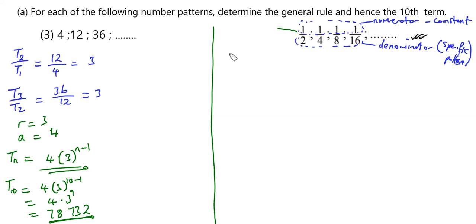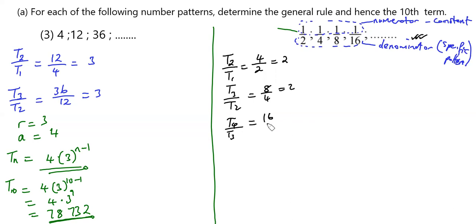Let's look at it and see. When you look at the terms here, T2 divided by T1 is going to be equal to 4 divided by 2, which gives us 2. Then T3 divided by T2 is going to give us 8 divided by 4, which gives us 2. Then T4 over T3 is 16 divided by 8, which also gives us 2. So what is the common ratio here? Our R is equal to 2. Our A is equal to 2.